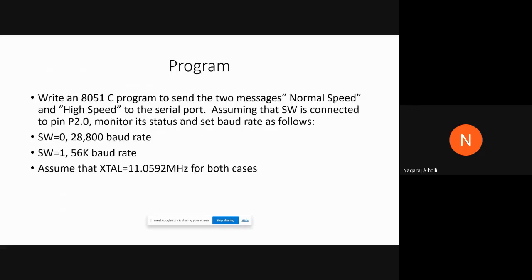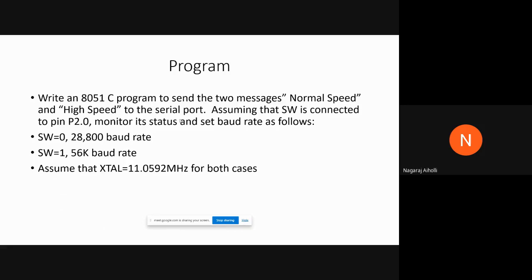Coming to the next program, it is also a C program. Write an 8051 C program to send the two messages, normal speed and high speed, to the serial port. Try to understand the program statement. We are supposed to write an 8051 C program and send two messages: one message is normal speed, and another message is high speed, to the serial port.